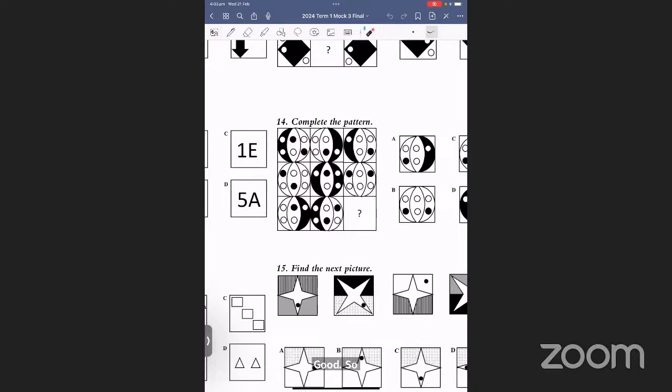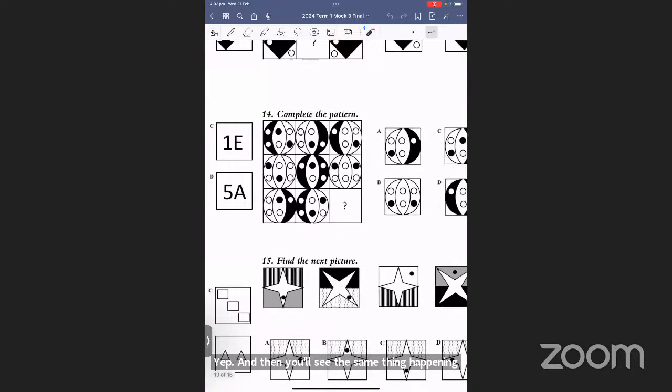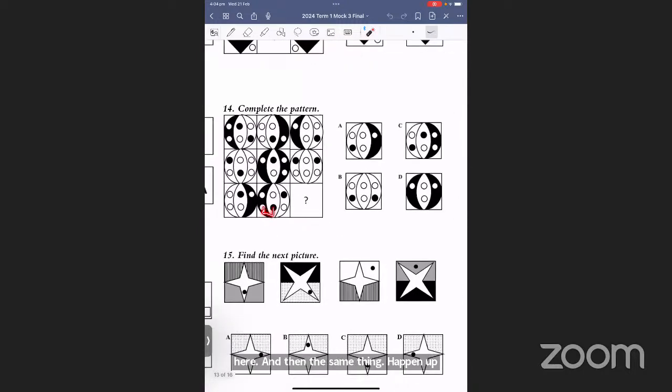So if you focus on the black dots across, you'll see that they're going +1 each time. Do you see that? Yep. And then you'll see the same thing happen up here, and the same thing happen up here. Do you see that? Yeah. So the final answer, this should go here, and this should go here. So the answer could be B, A, not C, and could also be D.